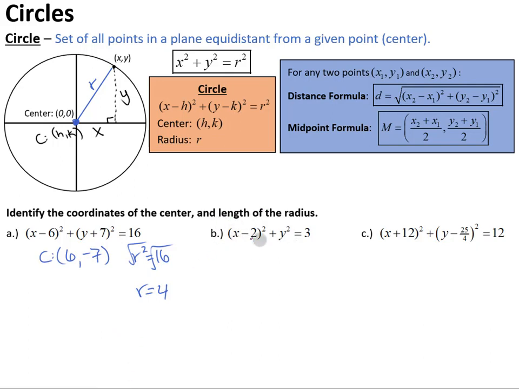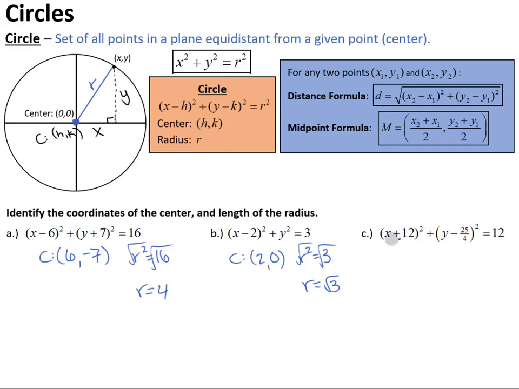Okay, B, here my h value is positive 2. Notice there is no minus value, and so just like the original that was centered at the origin, if h and k are 0, you would just write x or y squared. So in this case, k is actually 0. So 2, 0 is the center. And remember that 3 is equal to the radius squared. So when we square root this, the radius is the positive square root of 3. And we can't simplify that expression, so we'd leave it there.